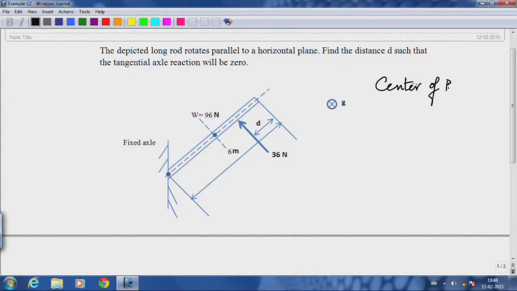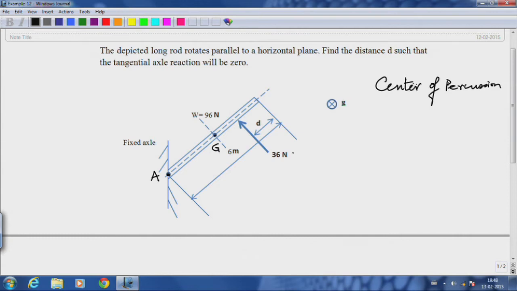Okay, so let us take a very simple example to start with and understand this idea called the center of percussion. The problem involves a long rod which is fixed on an axle at a point A. The center of mass of the rod is 3 meters away, since the rod is a total length of 6 meters, and a force 36 newtons acts at a point D from the far end of the rod, and the weight of the rod is some 96 newtons.